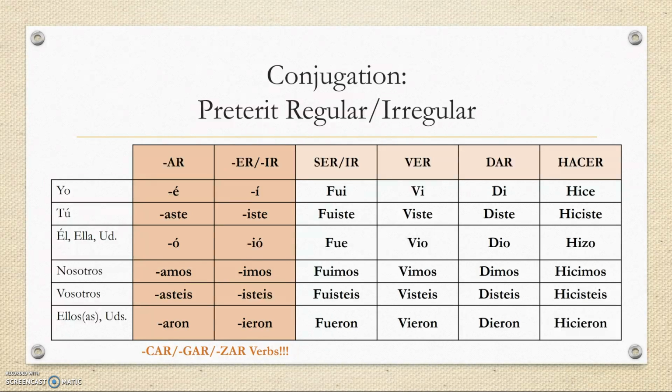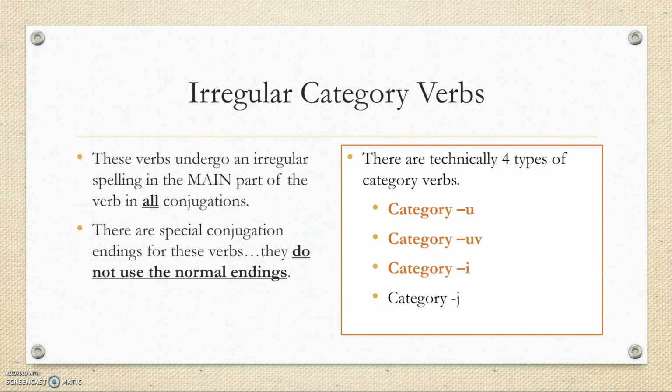But there are more irregulars. These irregulars are called category verbs, and while there are technically 4 types of category verbs, we're going to focus in on the first 3, category U, category UV, and category I. Now these verbs undergo an irregular spelling in the main part of the verb, and this irregular spelling will happen in every single conjugation. So it's not like a car-gar-zar verb, which only changes in the yo form. These verbs change all the way through every single conjugation.